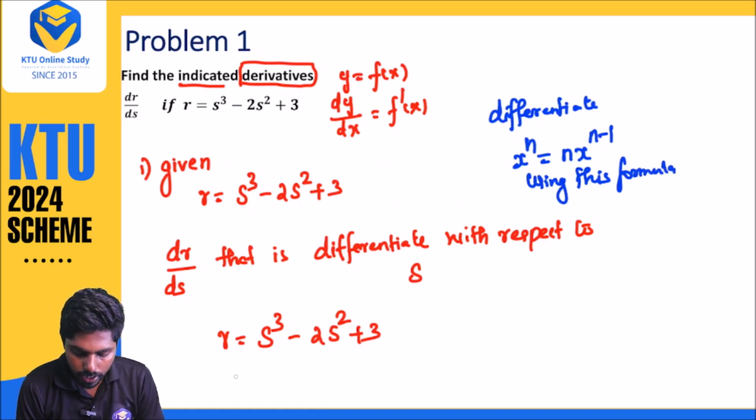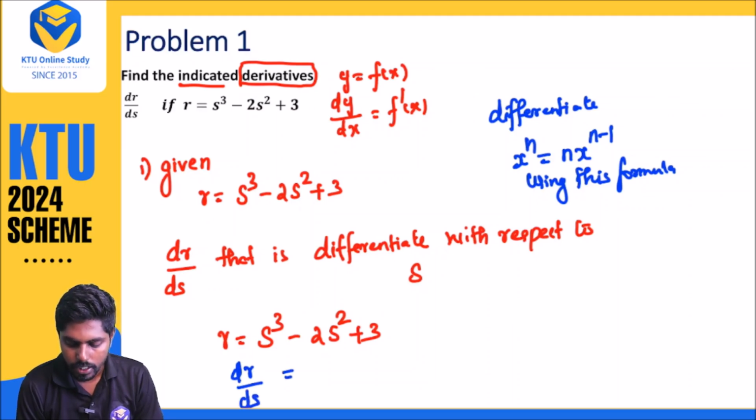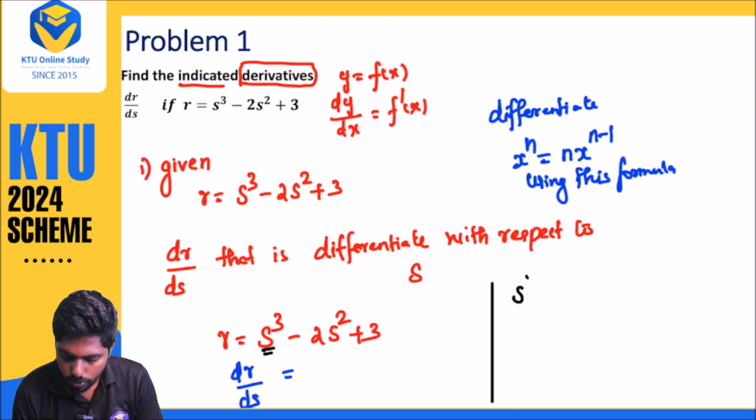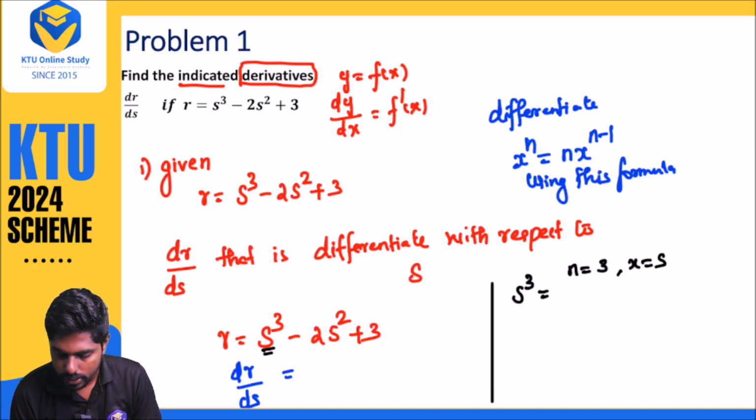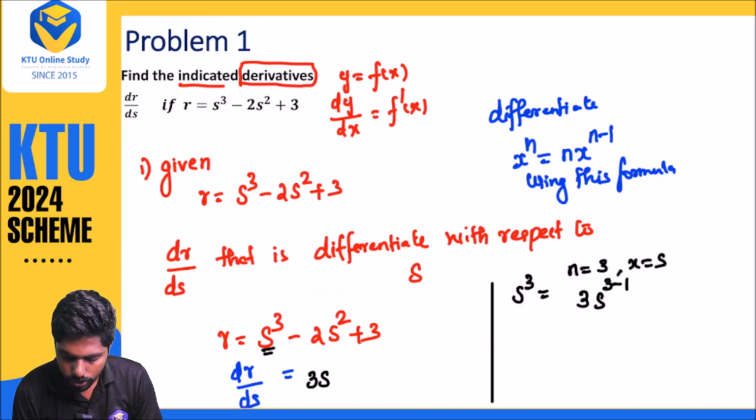So what will happen? dr by dx is equal to, what is n here in the first term? What is n for x cube? n equal to 3. According to our formula, x is equal to x. When we differentiate this, it becomes n into x to n minus 1, that is 3 minus 1. So it will become 3 into x square.